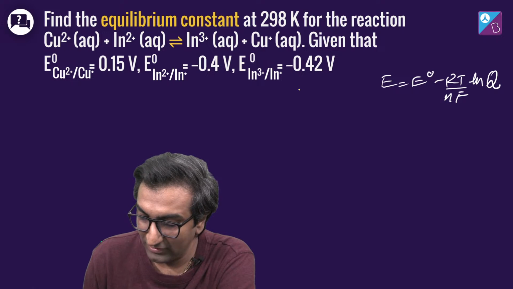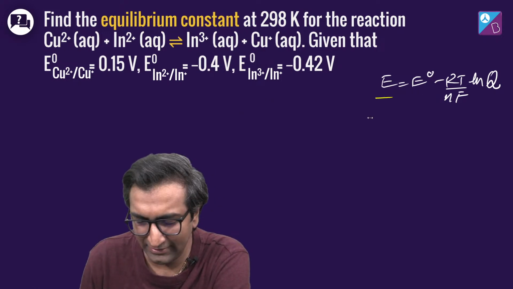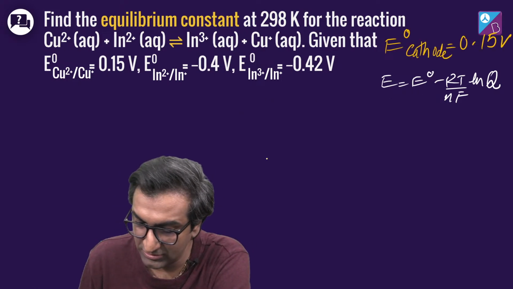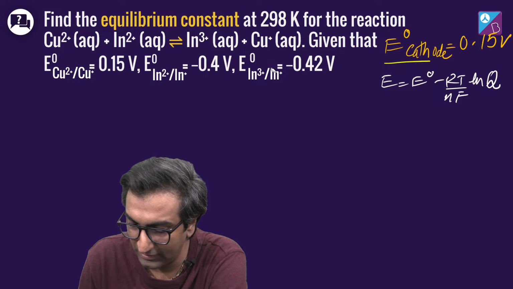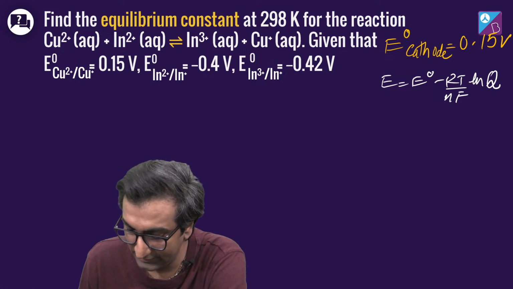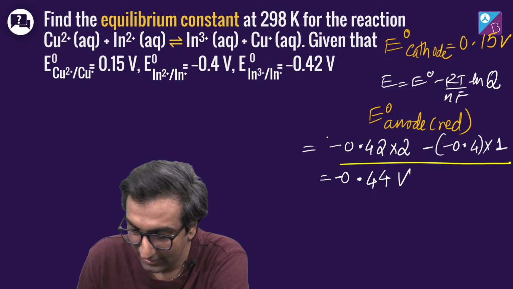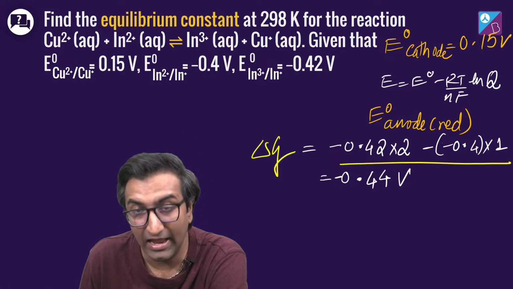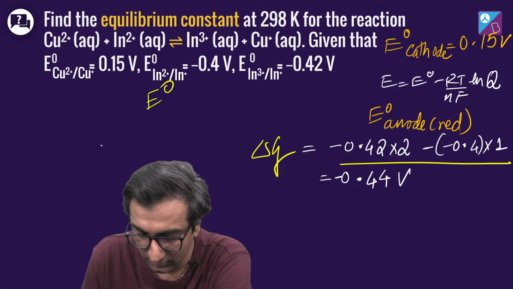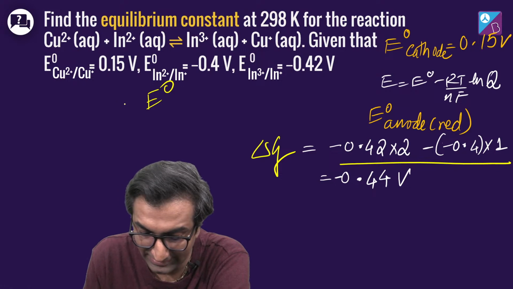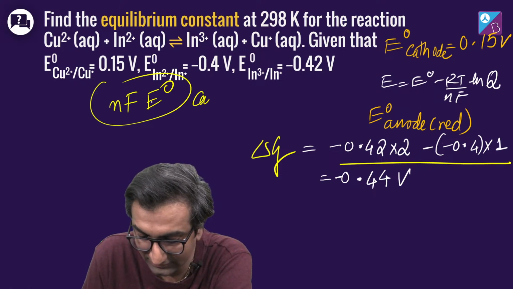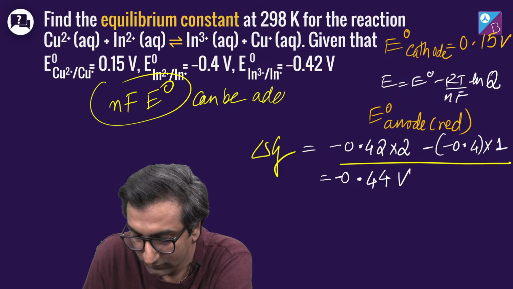All right. So E is E naught minus RT/nF ln Q. That's my standard equation. E naught of the cathode is given to me, which I told you in the beginning. Now, what do I do for the anode? For the anode, I am playing around with delta G. How? Because E naught I can't add directly, but I can add nF E naught. This can be added.